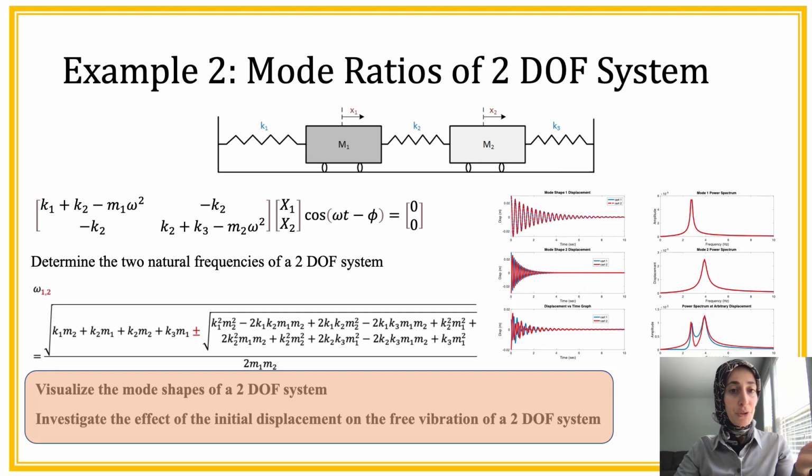If they adjust the initial displacement to make it exactly the second mode ratio, then once they plot the power spectrum, they will see another, shifted frequency on the power spectrum.